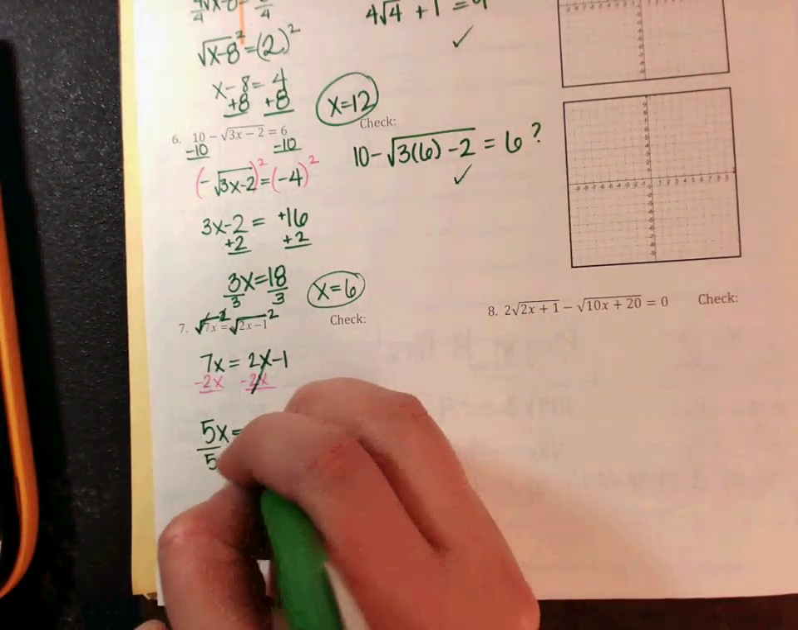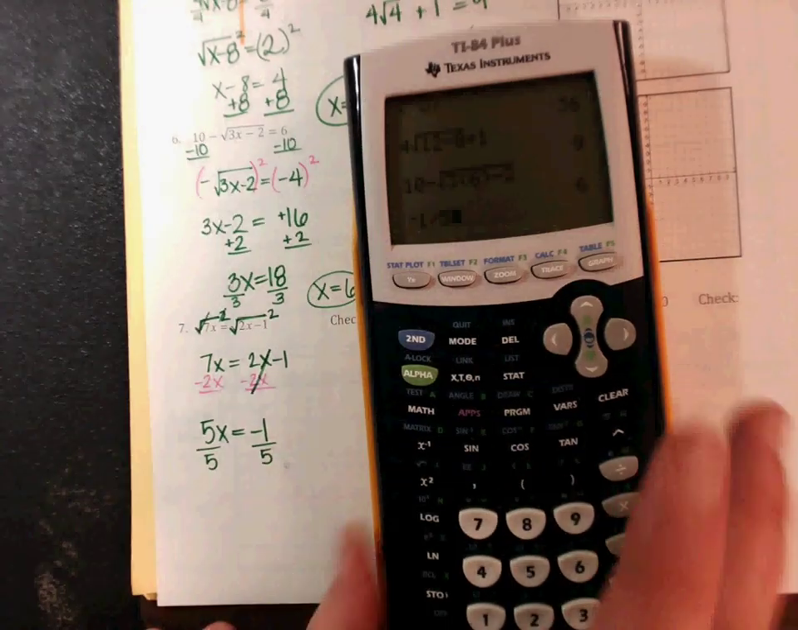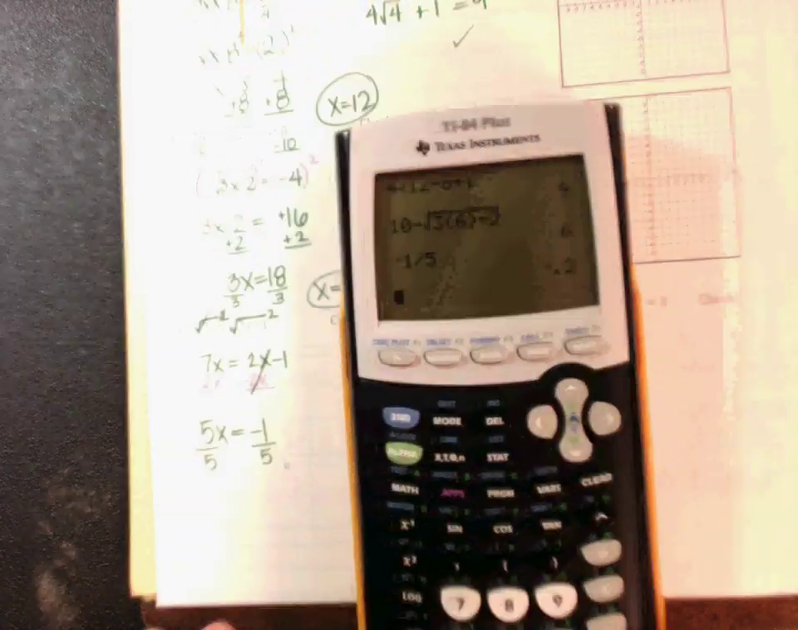Divide by 5. Negative 1 divided by 5 is going to be a fraction. I'm going to divide it in my calculator here. It's negative 0.2.